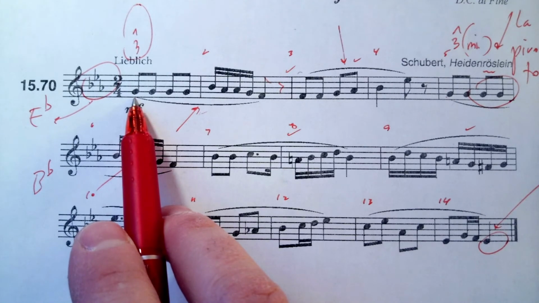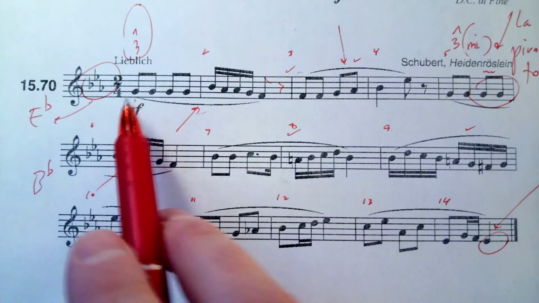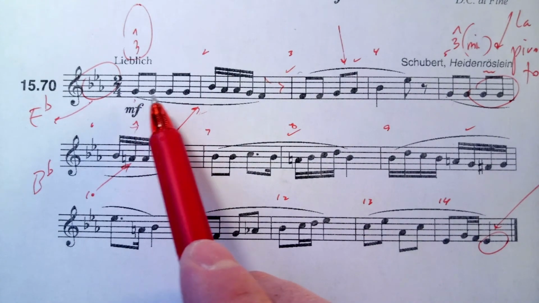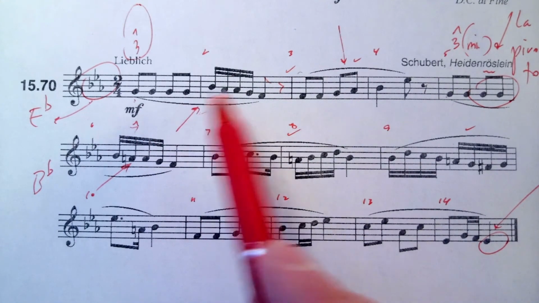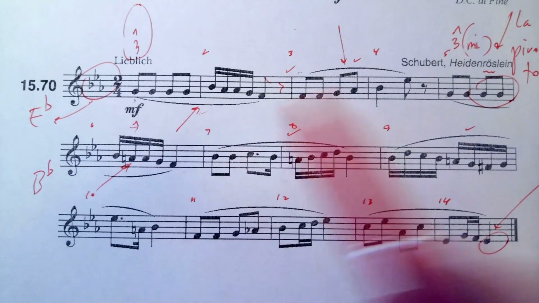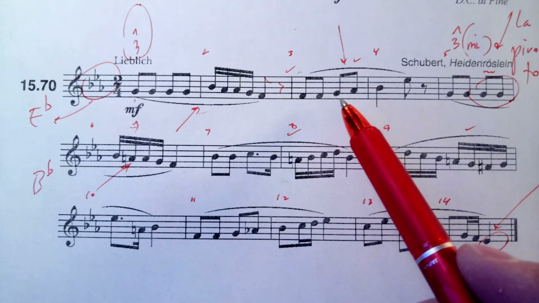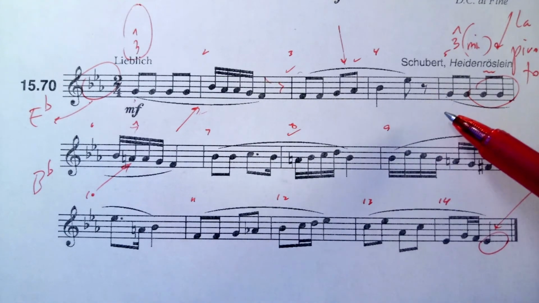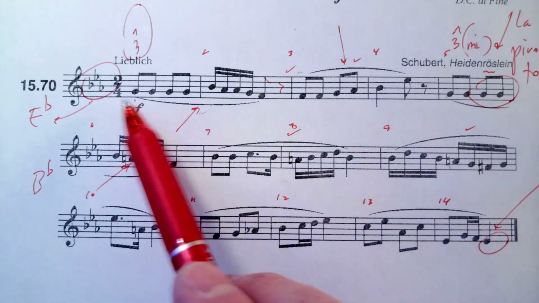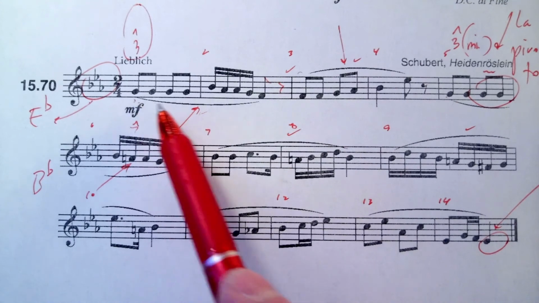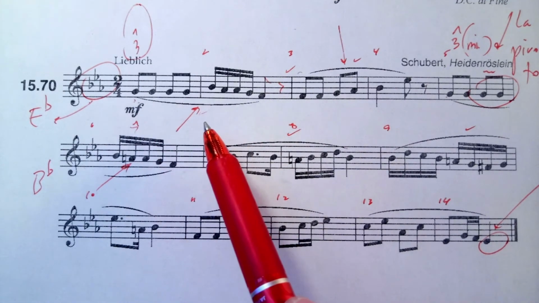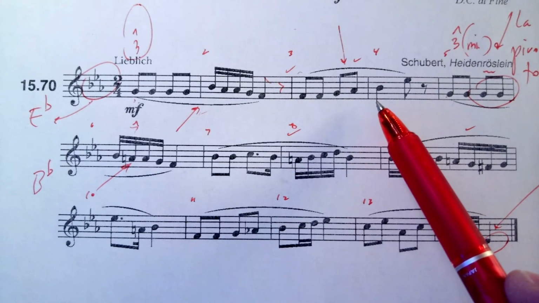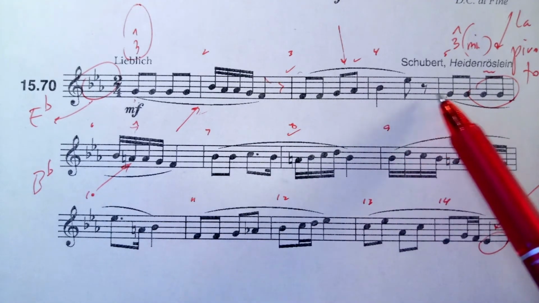And here's our E flat major chord. And here's our E flat. So here's our Mi, Mi, Mi, Mi, Sol, Fa, Fa, Mi, Re, Re, Re, Mi, Fa, Sol, Do. Let's look at that again. Mi, Mi, Mi, Mi, Sol, Fa, Fa, Mi, Re, Re, Re, Mi, Fa, Sol, Do.